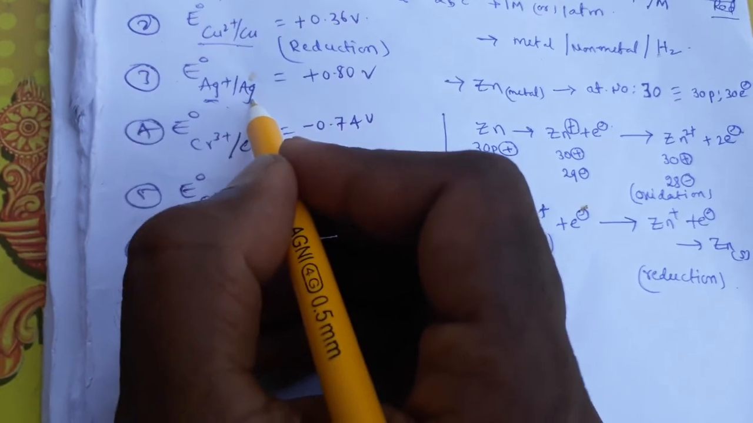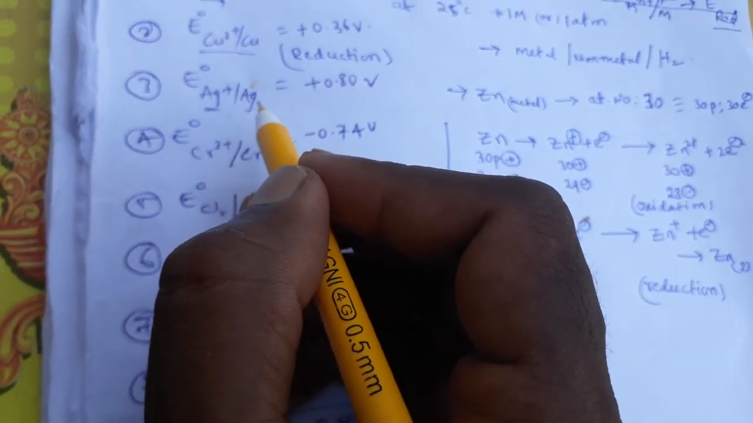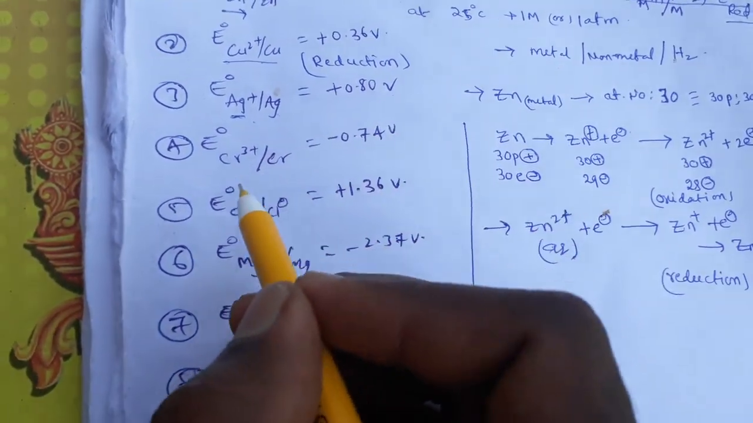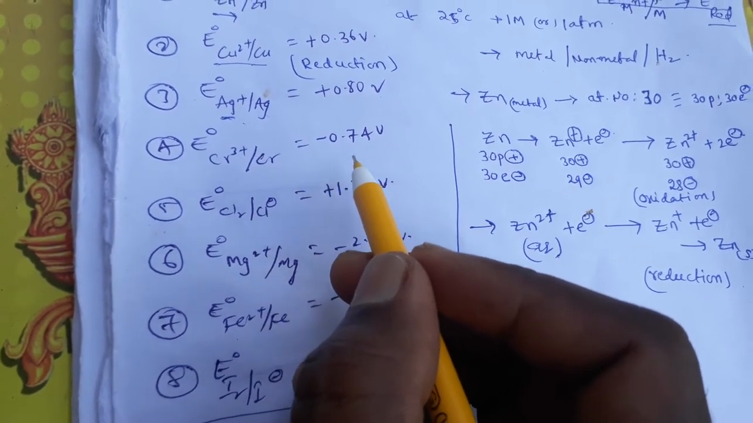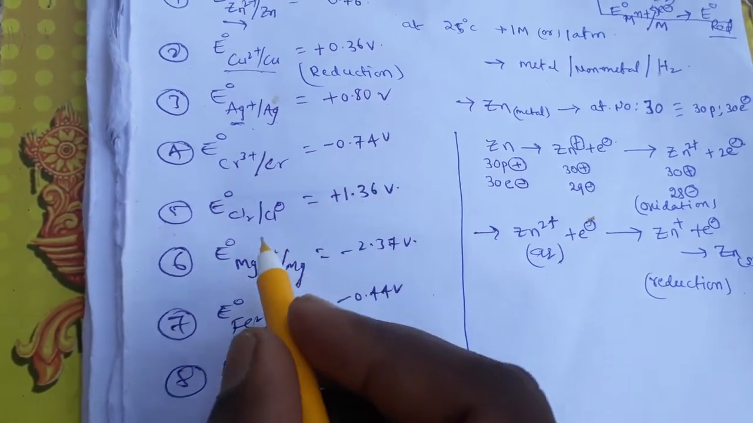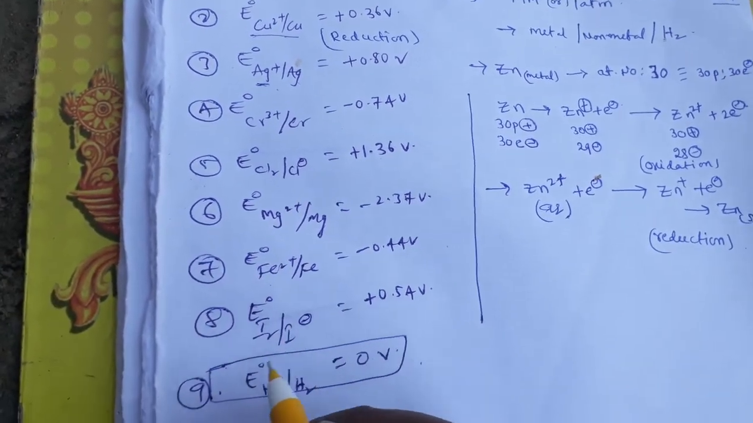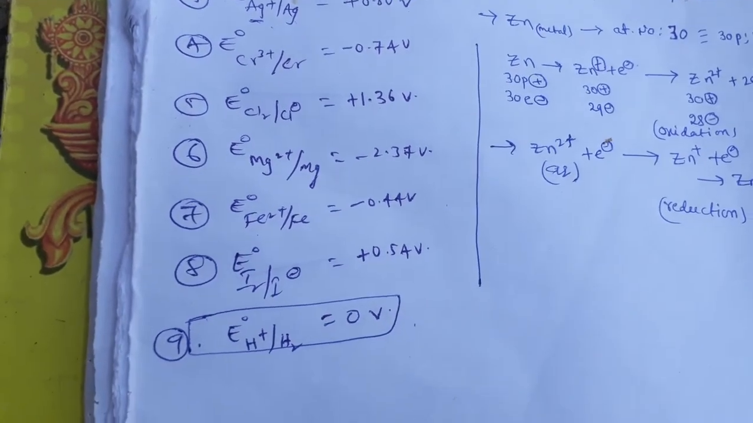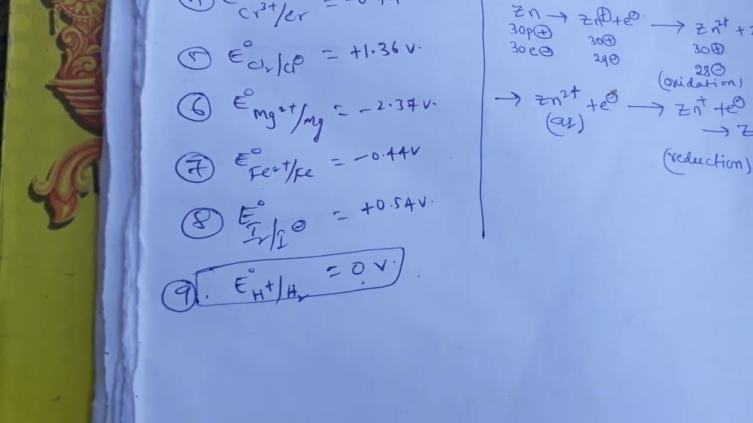Silver plus going to silver: if I add one electron, it undergoes reduction. So this is 0.80 volt. Chromium 3 plus going to chromium, here also reduction. Everything here will be reduction, so these are the reduction potentials. If you see the reduction potential of hydrogen, H plus is 0, so it is a 0 value.